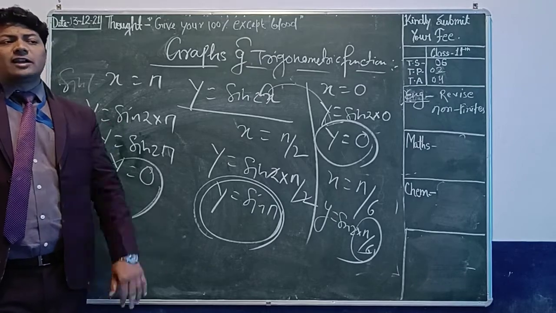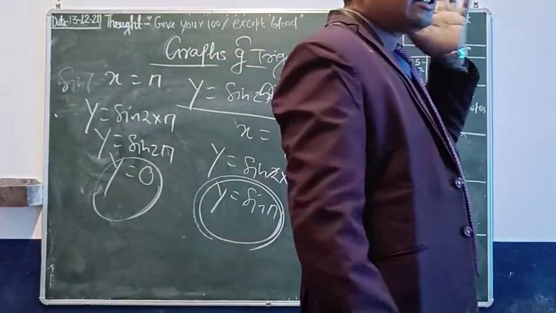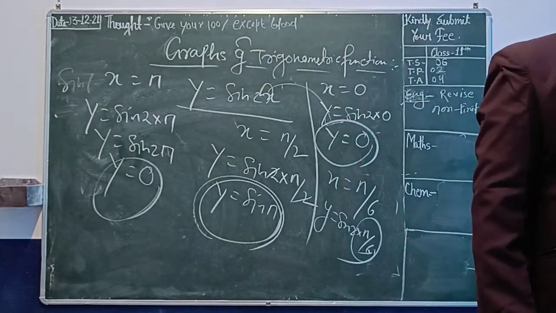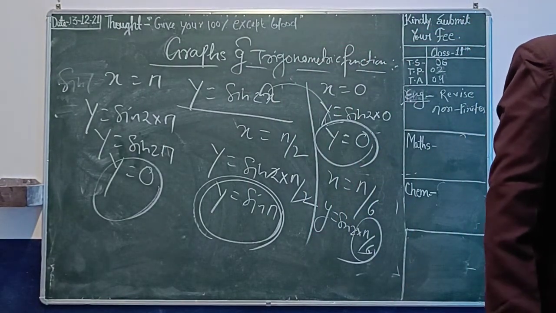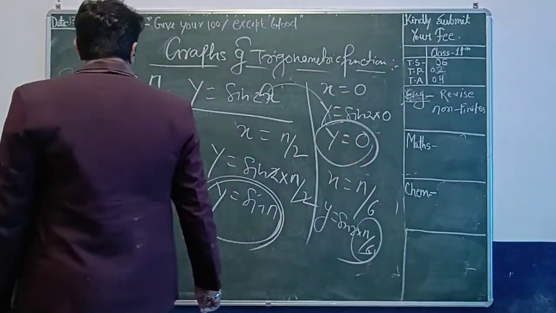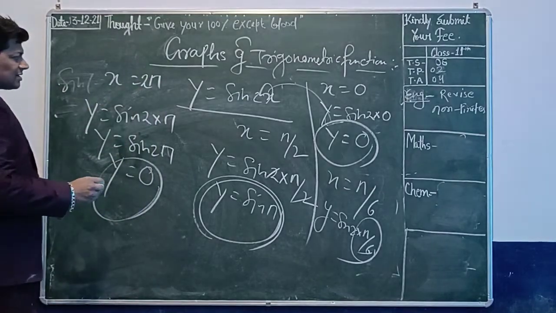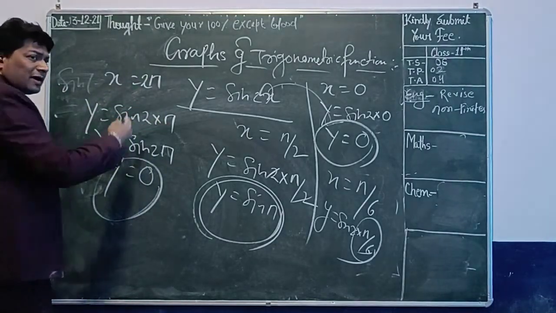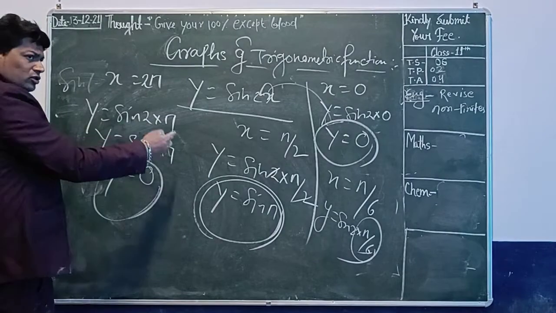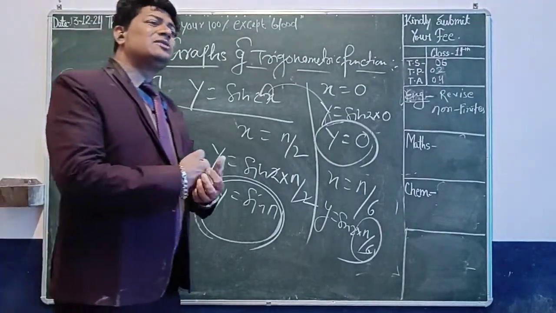So here what you are getting? At every point, if you check the main points like 0, pi by 2, pi, 2 pi. So what you are getting? If you take x equal to 2 pi, is it clear? 2 pi you will get 4 pi. Is it clear? 2 into 2 you will get 4 pi. 4 pi means simply 360 multiplied by 2.